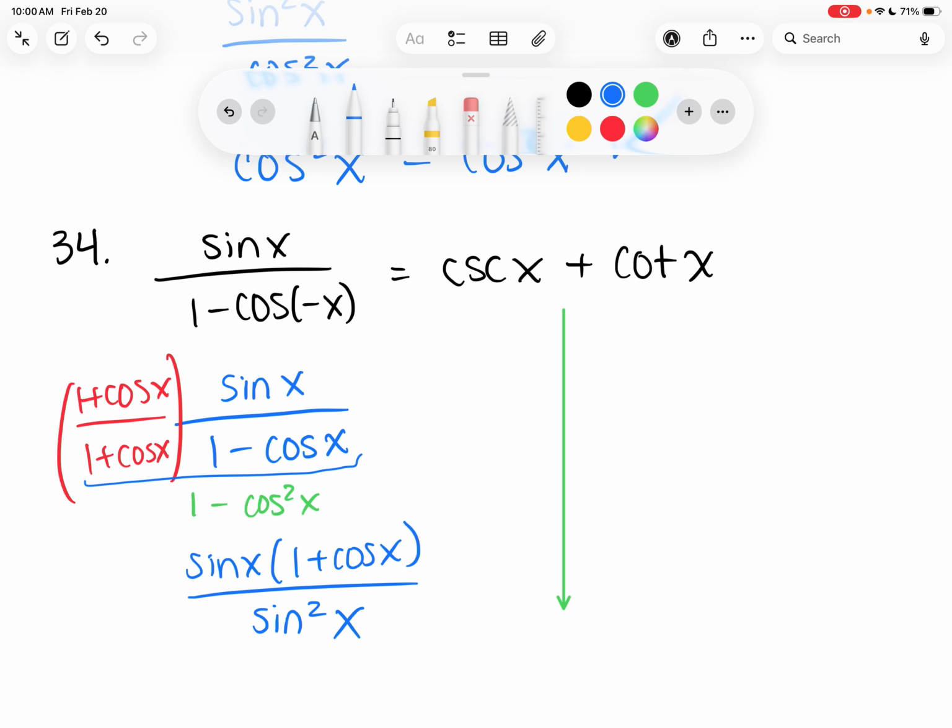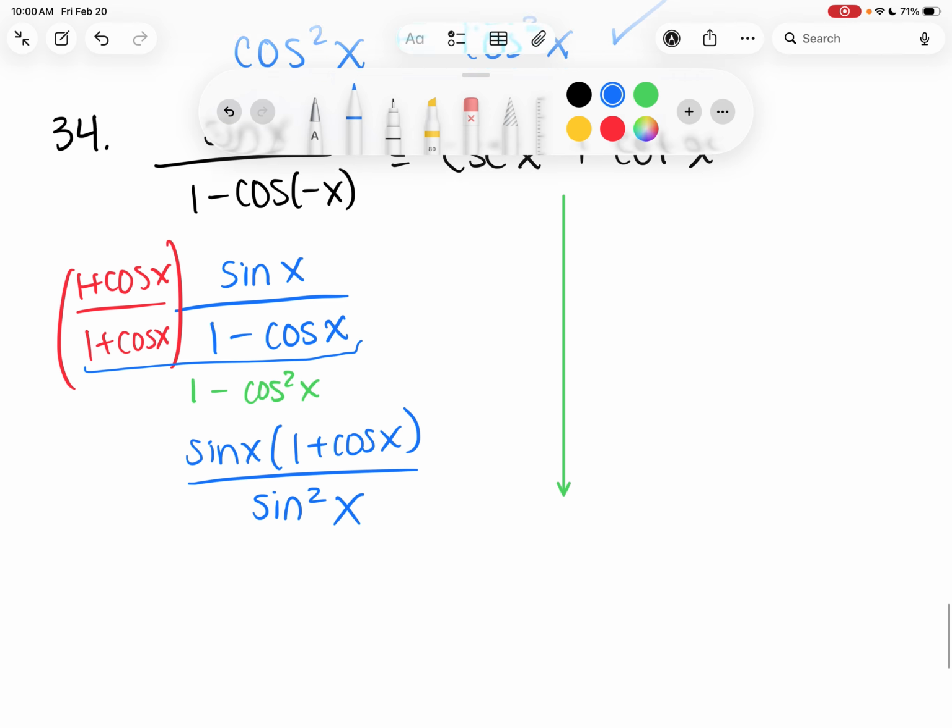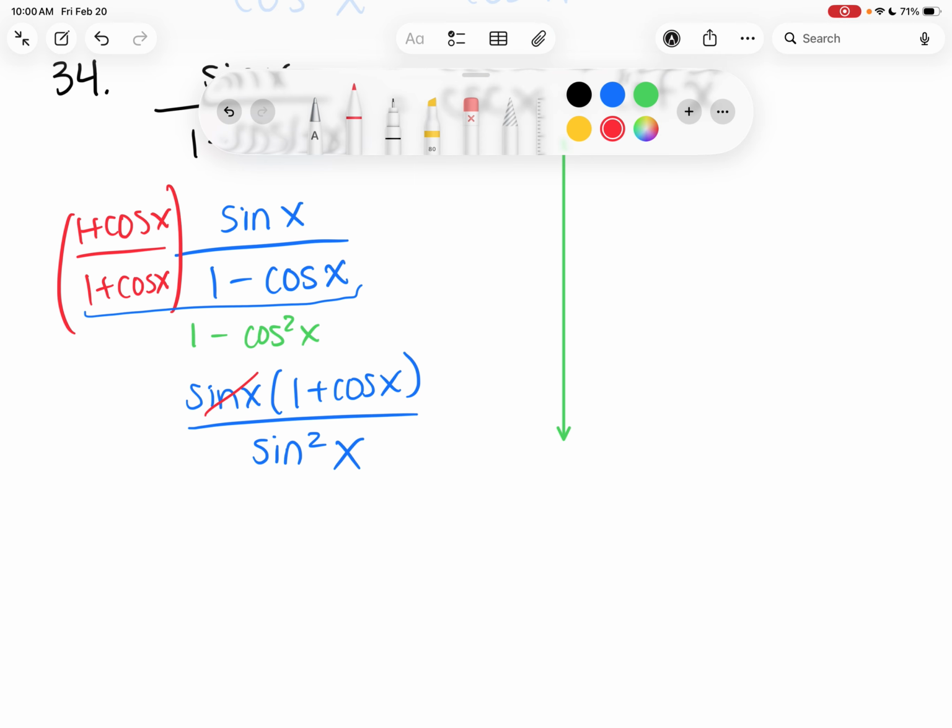Now, this is why I'm going to go back to Addie's question that she had earlier. In this case, can I cancel my sines? Yes, because it's being multiplied. This is why I did not multiply this through. This sine cancels with the squared part. I still have a sine on the bottom. So I have 1 plus cosine of x over sine of x right now.